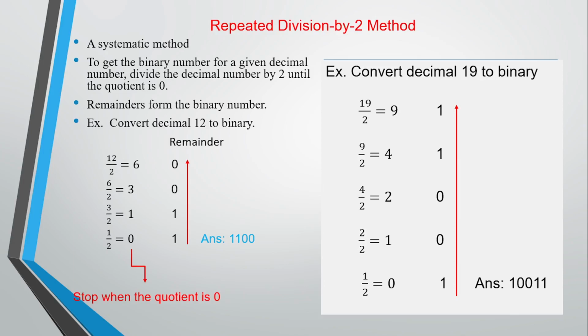Again, let us find the weights from the table which, when summed, give the fractional decimal. Let us have an example: convert the fractional decimal number 0.625 to binary. So we have two weights, that is 0.5 plus 0.125, which gives us 0.625. So what is 0.5? 2 to the power minus 1, and 0.125 is 2 to the power minus 3.